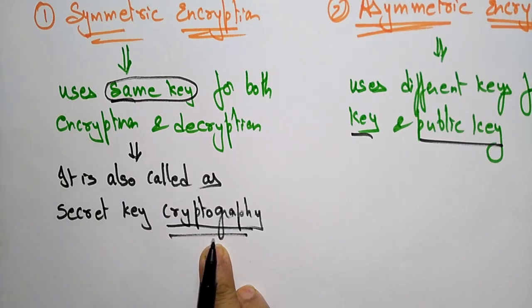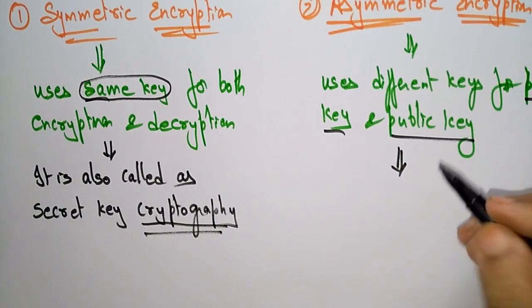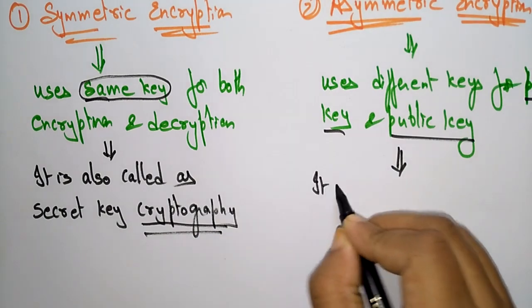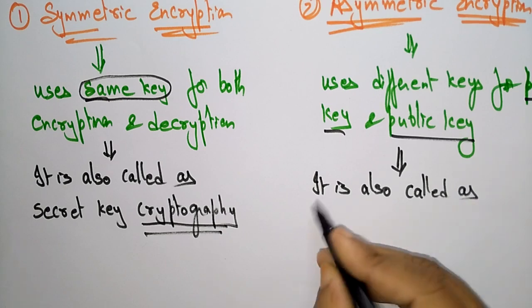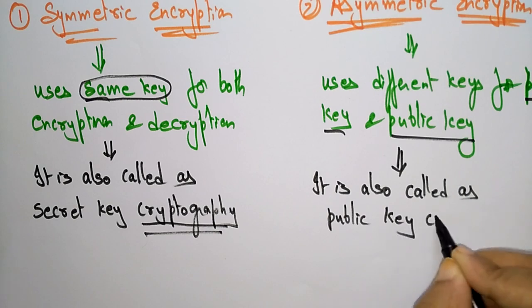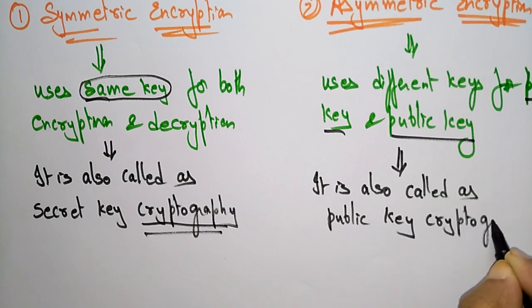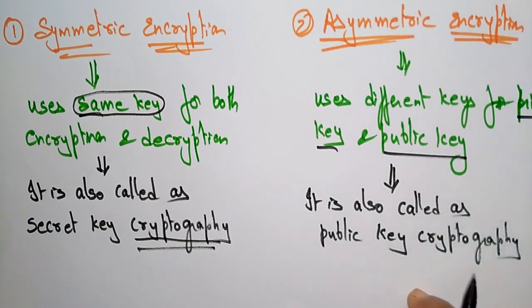So symmetric encryption is also called secret key cryptography, whereas asymmetric encryption is also called public key cryptography. Here the private key is only known to the owner itself. So asymmetric encryption is also called public key cryptography.